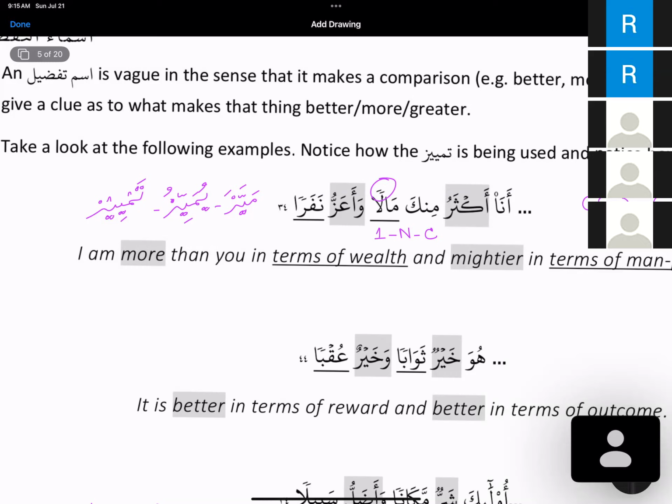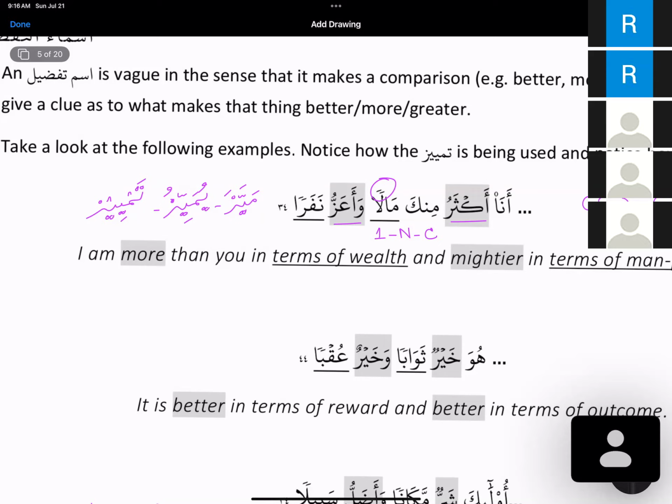And then wa a'azzu. What kind of word is a'azzu? Azza, ya'azzu. It's a mudaf family form. We are going to learn that in sarf. But this is also on the pattern of afdalu or aksaru, the ismu tafdil pattern. So I am mightier, because we say Allah subhanahu wa ta'ala is Al Aziz, so this is related to power, authority, right? So a'azzu means mightier. This is comparative. I am mightier minka, than you.